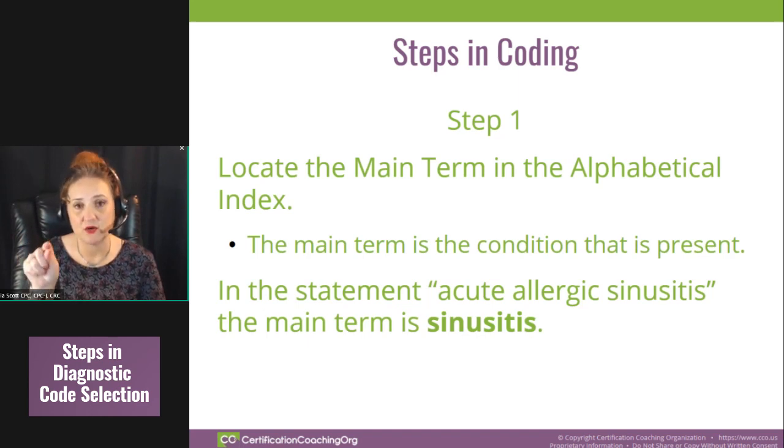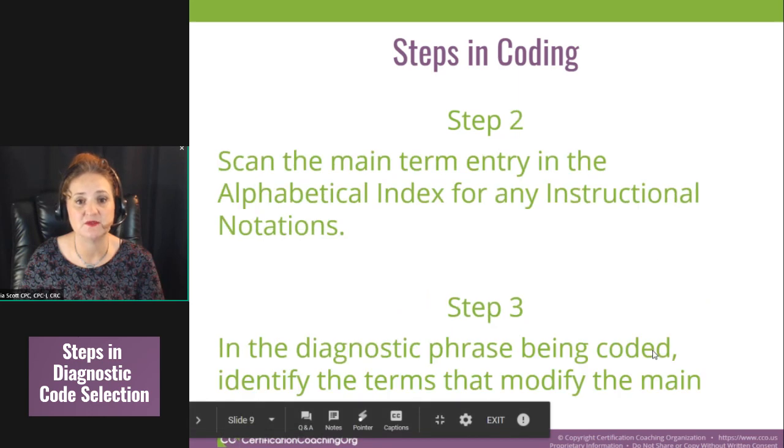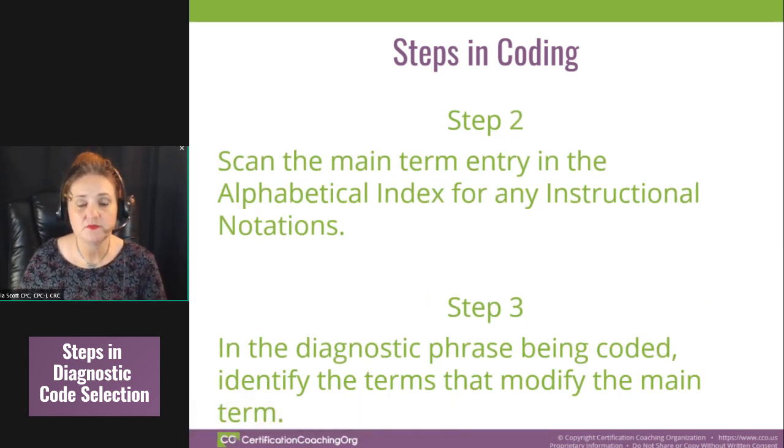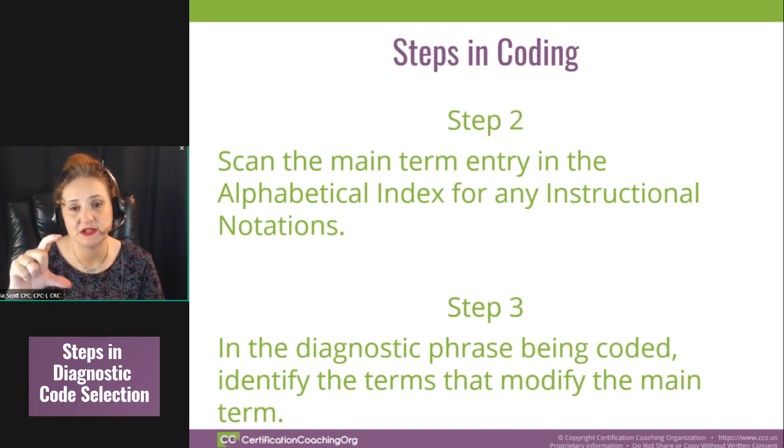So then we're going to take that code and go to the tabular and look that up in the tabular and see if there's any other information that we need to know. So we got the main term in the alphabetic index and any notations that you might see. And also it'll give you a list of possibilities to look for in the documentation.